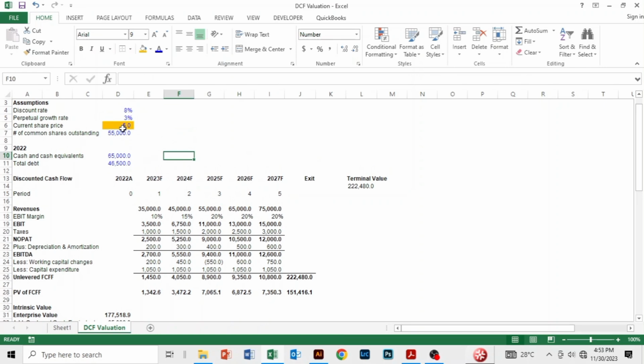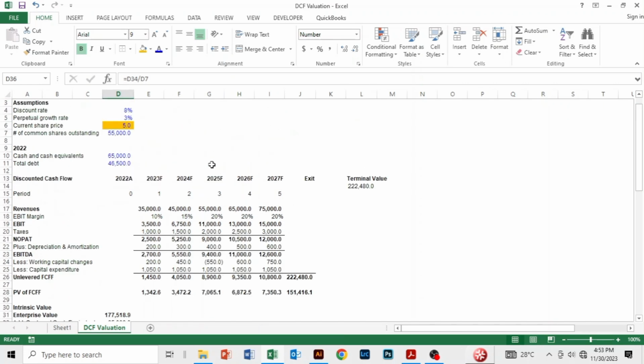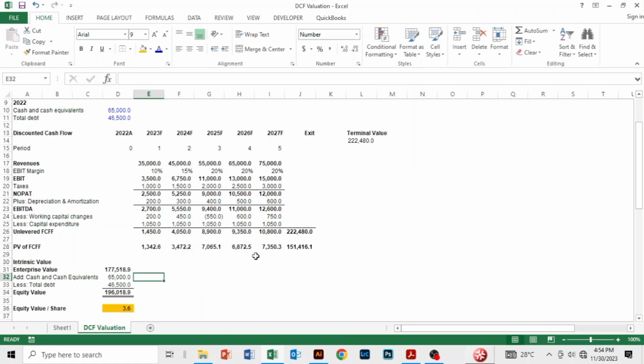But in the event that, let's say, the current share price was 3.6, and then the equity value per share was $5, then it would mean that the common stock is undervalued. So it would make sense to invest in the common stock, because we anticipate that in the future the stock would appreciate in value. So basically that's how you can value a company using the DCF. Mind you, this is just an example, and I've tried to make this as simple as possible, so that you can understand the mechanics of the DCF valuation method.